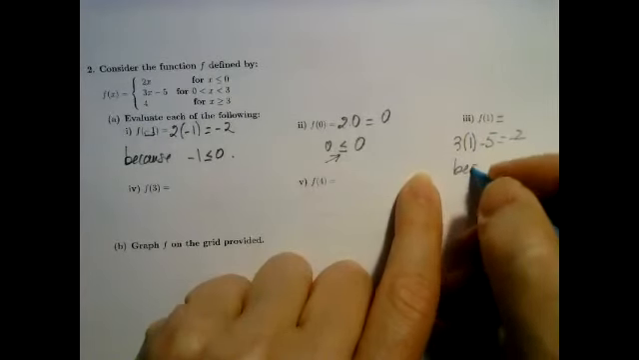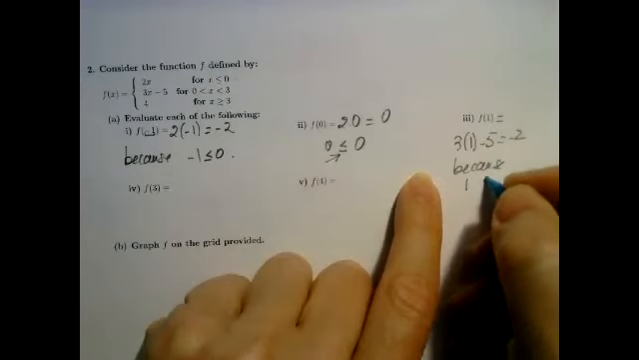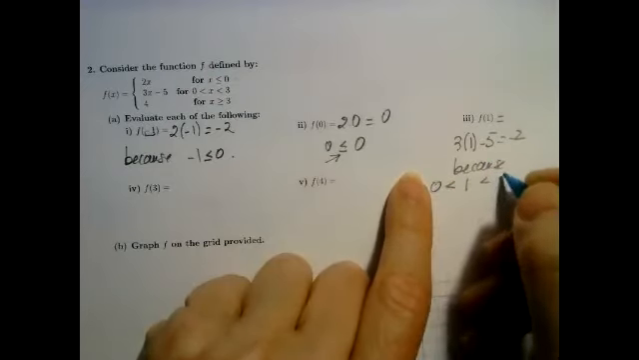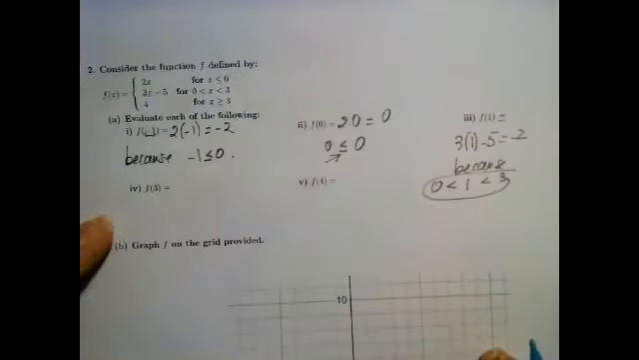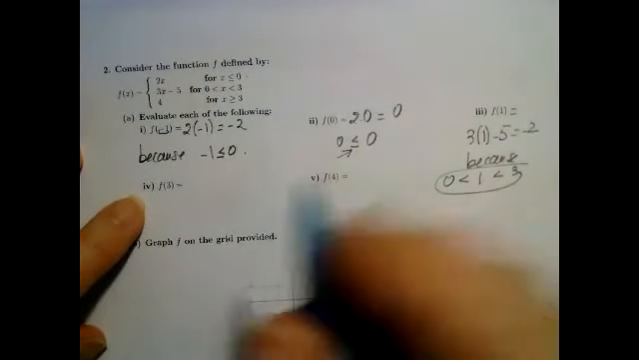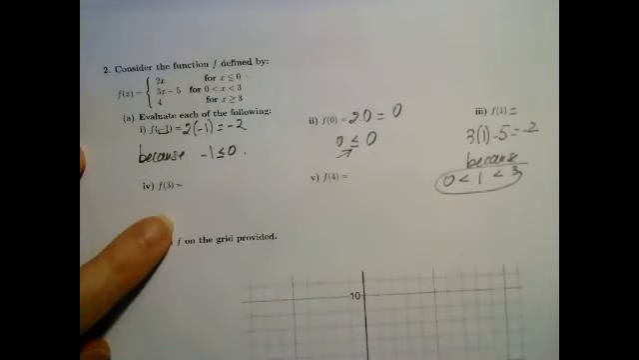Okay, because 1 is between 0 and 3. So that's the rule we're using. f of 3, Daniel. Daniel, f of 3.